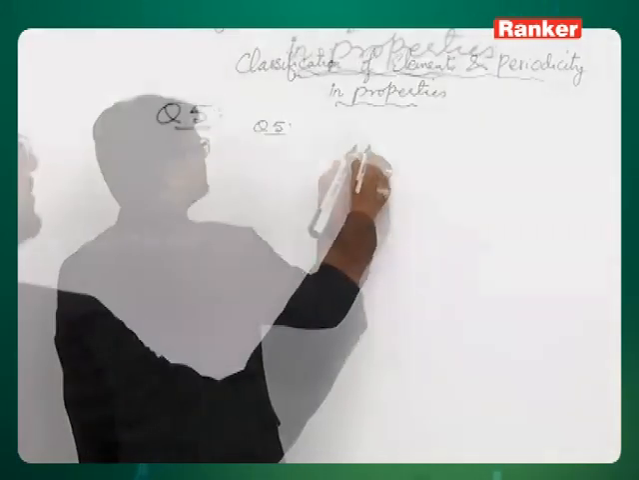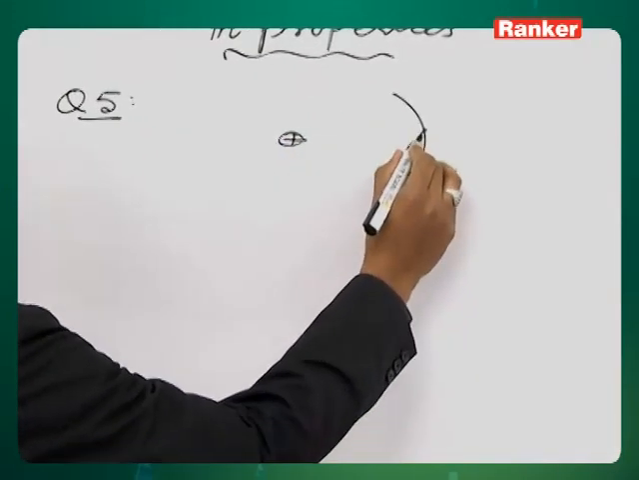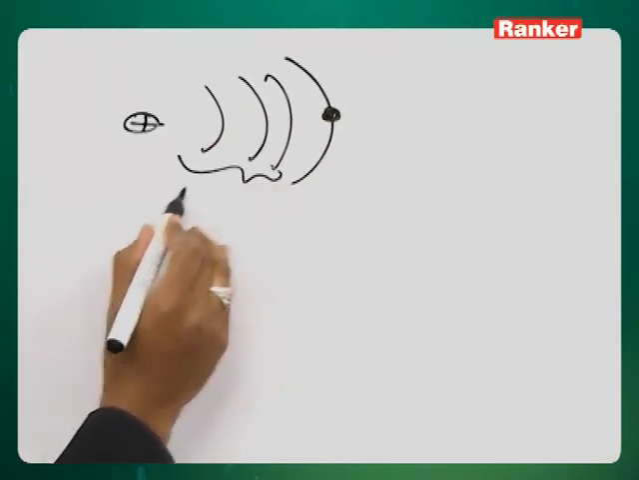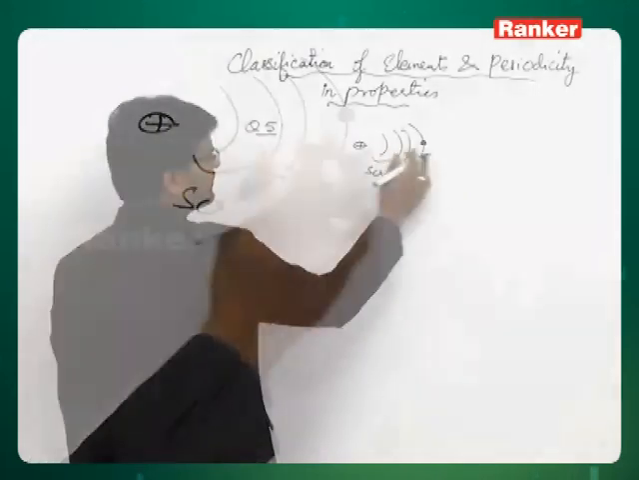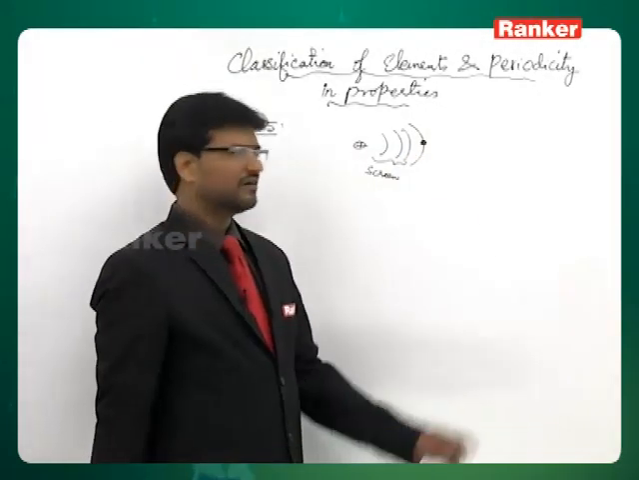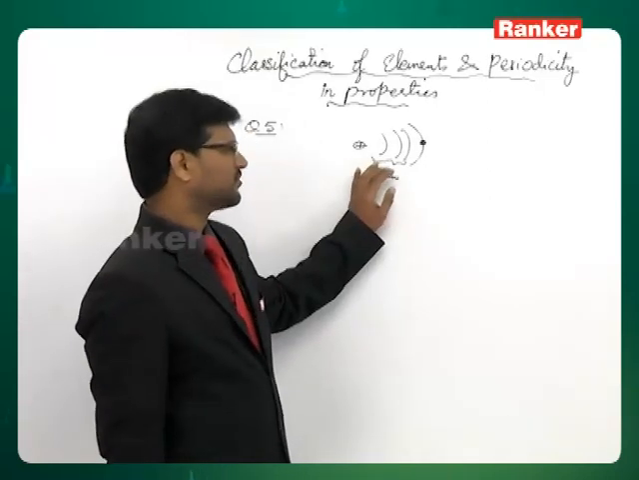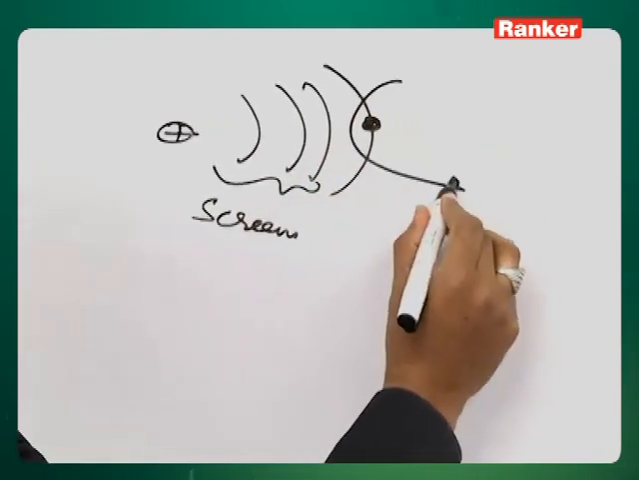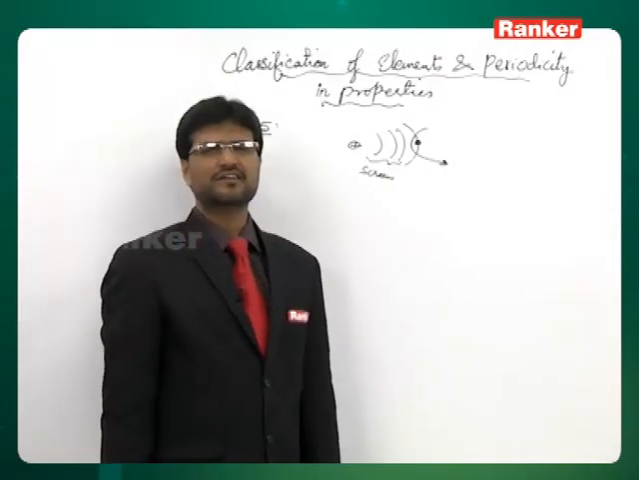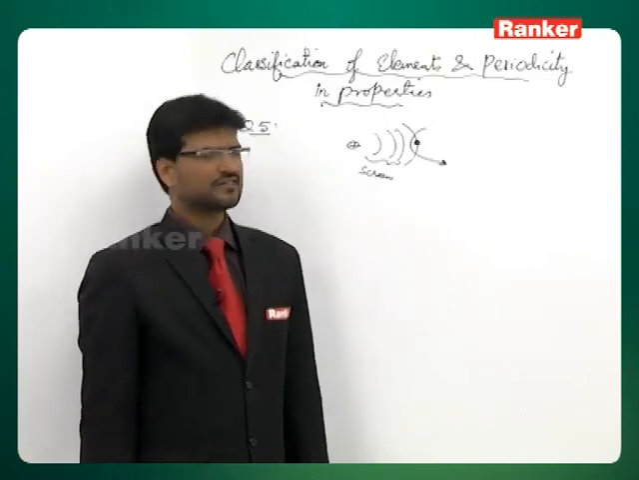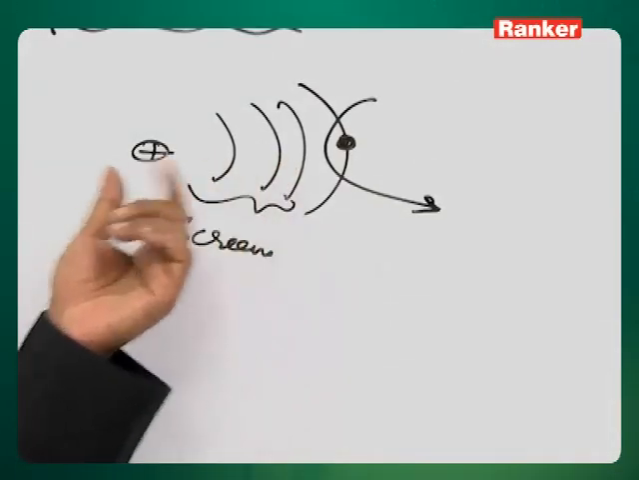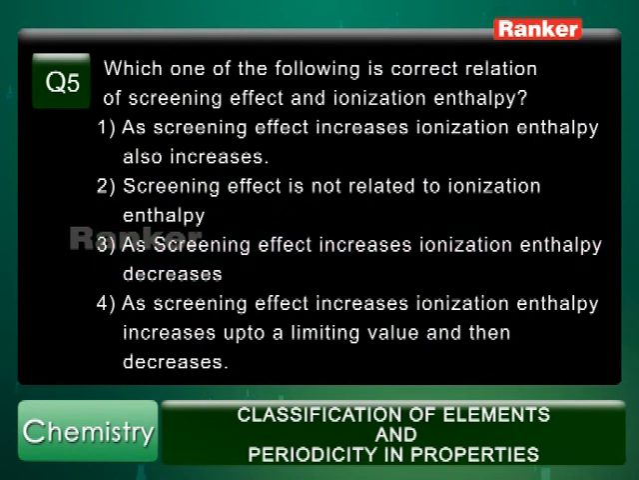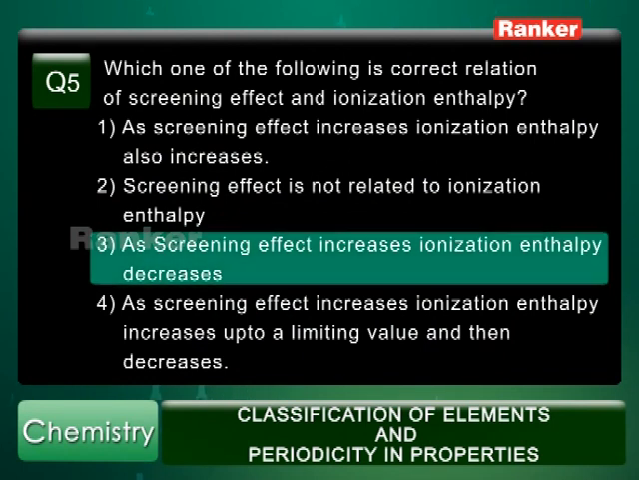See, what is screening effect? Imagine this is a valence electron and here we have intervening shells. These act as screens and they decrease the nuclear charge on the valence electron. So, as the number of screening electrons increases, the attraction of the nucleus on this electron will decrease and this electron can be lost easily. So, we can say as the screening effect increases, ionization enthalpy decreases because screens decrease the nuclear pull on the electron. So, the correct answer has to be the third option. As screening effect increases, ionization enthalpy decreases.